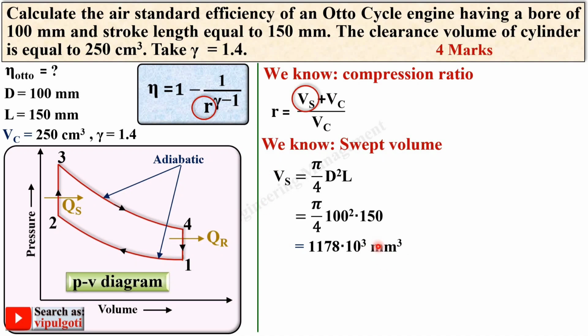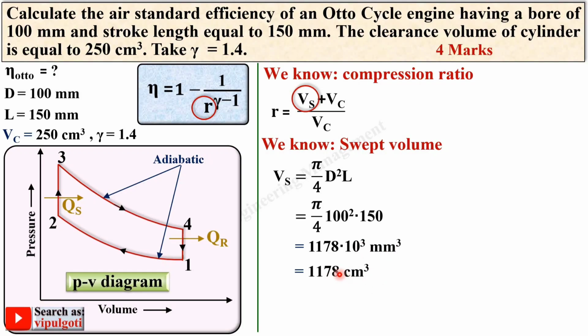Once you get this Vs, you can put it over here so that you will get the compression ratio. But here is a very interesting point, my dear friends: Vs is in mm cube, whereas Vc is given in centimeter cube. So you should convert either centimeter cube into mm cube or mm cube into centimeter cube. Then and only then can you use this equation. Here I am going to convert mm cube into centimeter cube, and you know that to do so you simply divide by 1000.